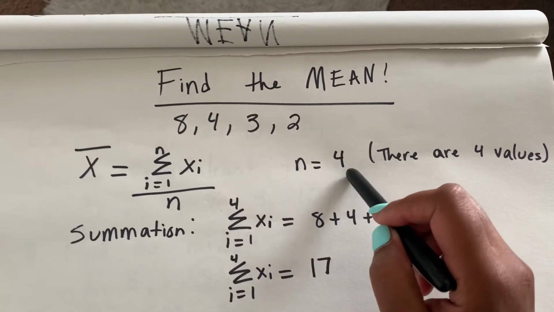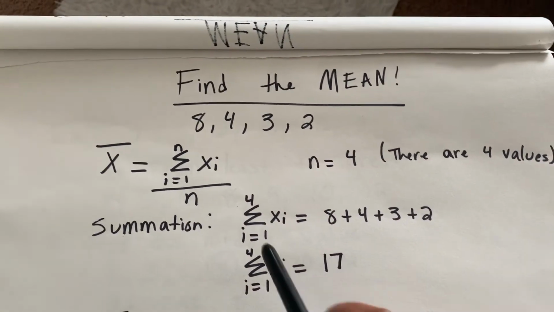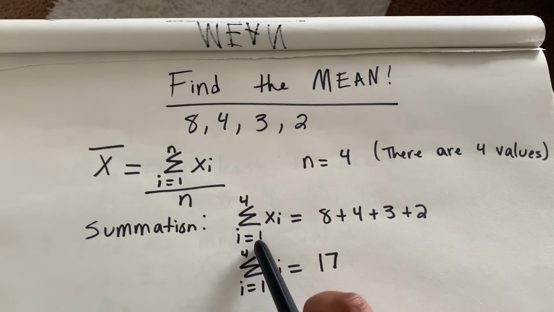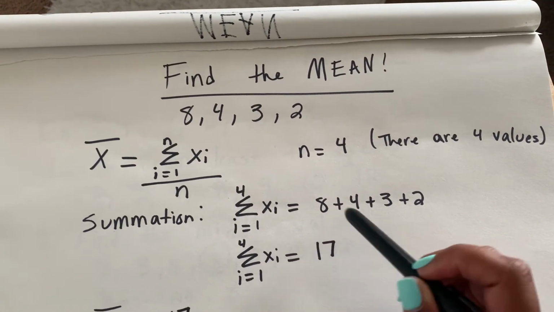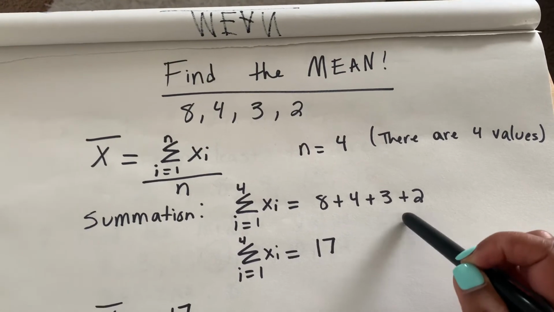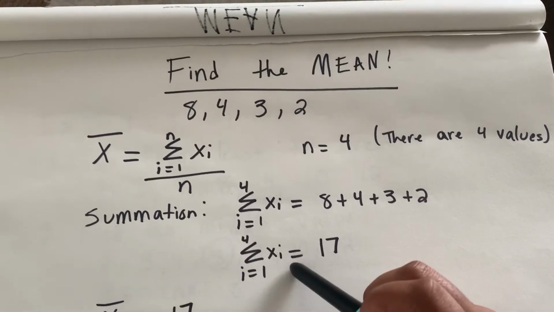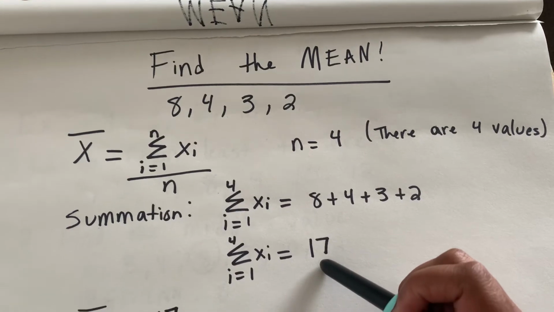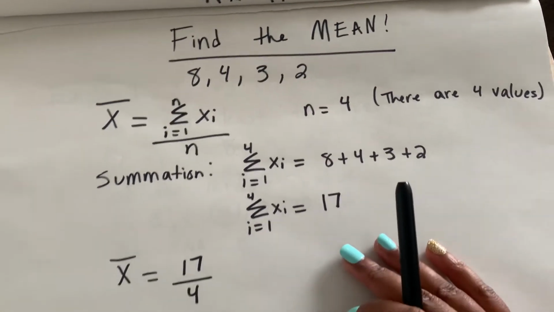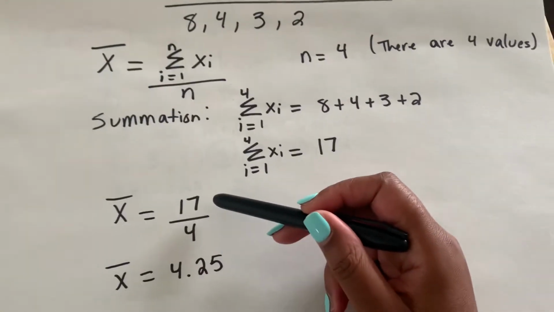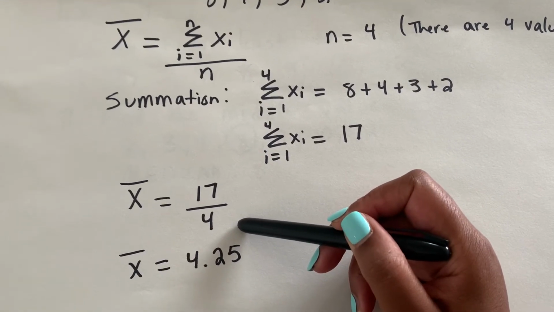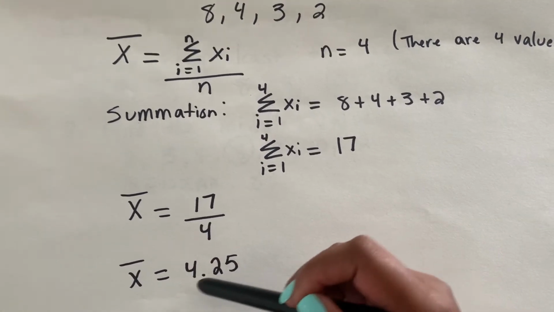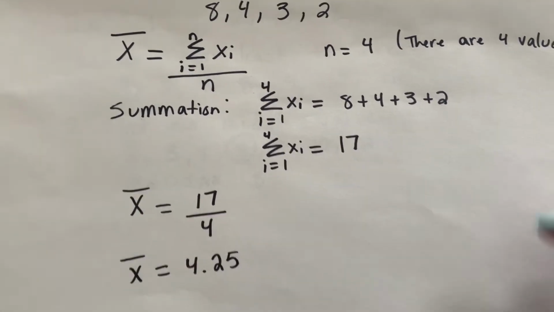So N is 4. So our summation from i equal to 1 to 4 would be to do 8 plus 4 plus 3 plus 2. So that summation turns out to be 17. So X bar would be 17 divided by 4. And this will get you the final answer for your X bar.